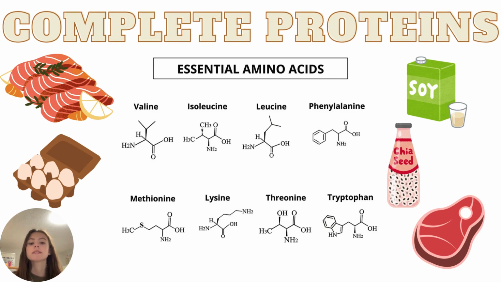Complete proteins are proteins that contain all nine essential amino acids, which are valine, isoleucine, leucine, phenylalanine, methionine, lysine, threonine, and tryptophan. These amino acids cannot be synthesized by the body in adequate amounts alone, so they must be consumed. Some great sources are salmon or other kinds of fish, chia seeds, soy products, beef, eggs, and much, much more.